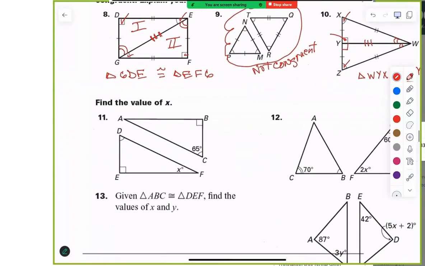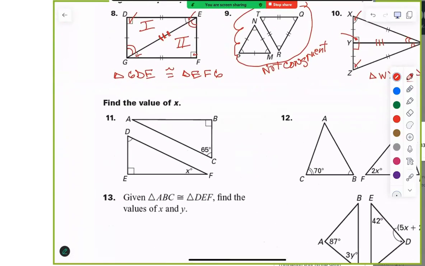Okay, now they want you to find the value of x. So we're not doing any more congruency statements, but what can we say? Well, I see the markings are such that that's 65. That means this is 65. So what do you know about the two acute angles in a right triangle?